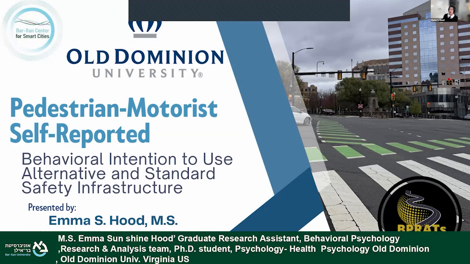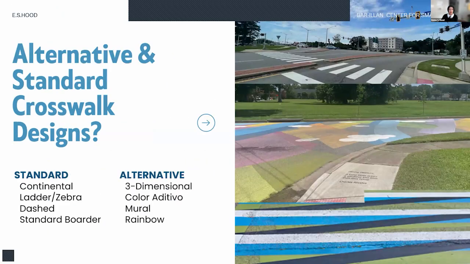I'm working on pedestrian and motorist self-reported behavioral intentions to use alternative and standard infrastructure. So what exactly is alternative infrastructure? What do I mean by that? In the US, we have various types of crosswalks, standard and alternative. Standard include continental, ladder, zebra, dash, standard, and border, and the alternative include three-dimensional, color additive, murals, and rainbows. The designs vary in colors and shapes.